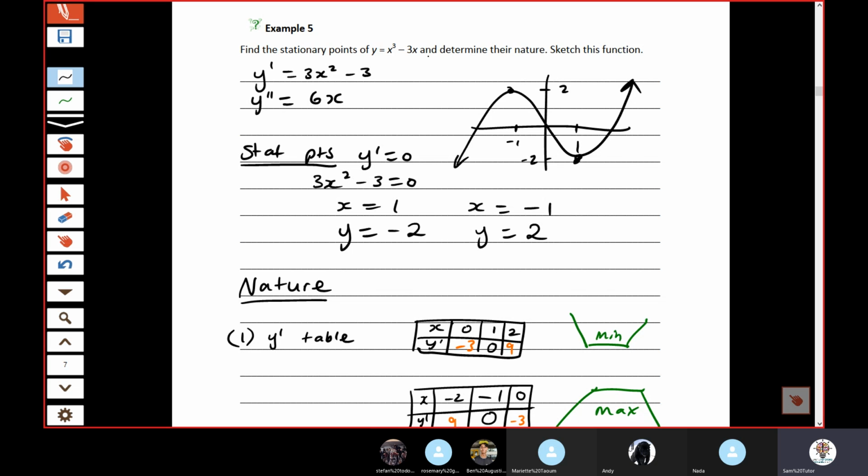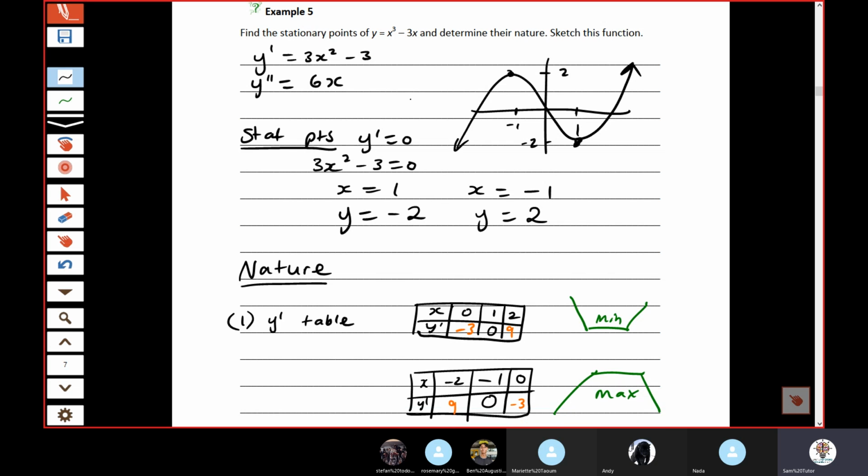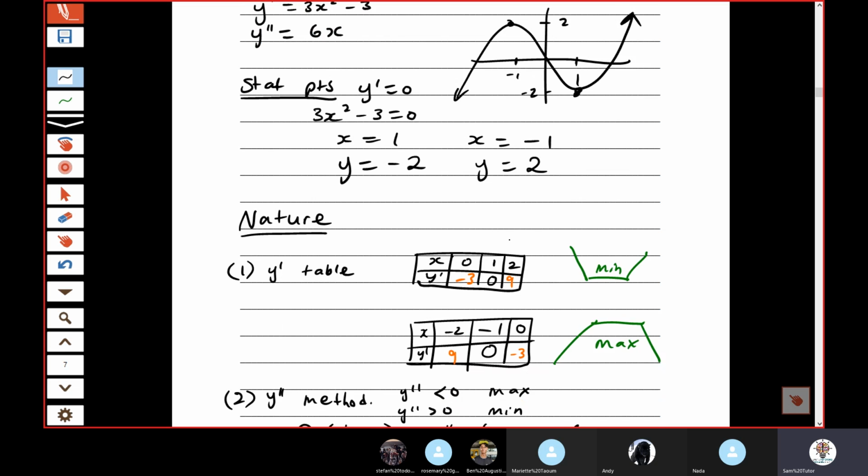All good? How many marks in your exam? How many marks do you think? 3. How many marks altogether? 2. You reckon 2 or 3? I wish. 6. 2 marks for the stat points. 2 marks for nature. 2 marks for sketching. 6 marks.